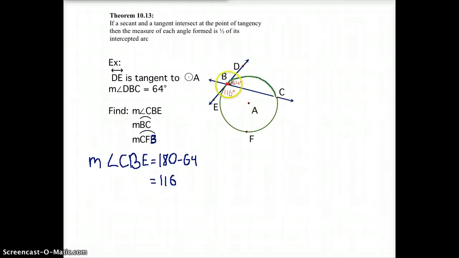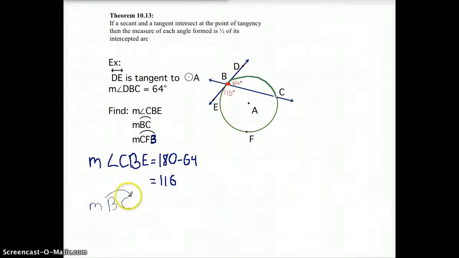So if the angle is half of the arc, then the arc should be 2 times the angle. So because this angle is 64, this arc should be equal to twice as much. So the measure of arc BC, put that curve over so I know it's an arc and not the line segment, should equal the measure of the angle, which was 64, times 2, which will give us 128 degrees, of course. So let's put that on our picture.